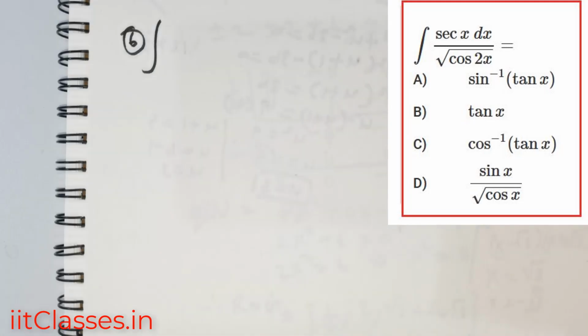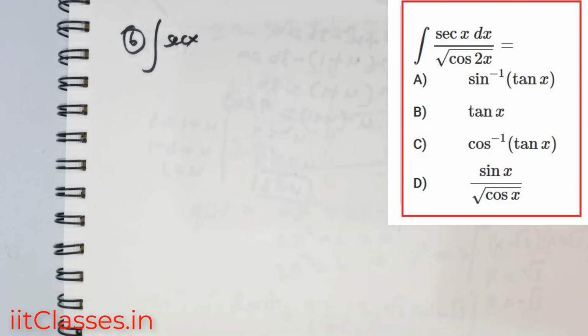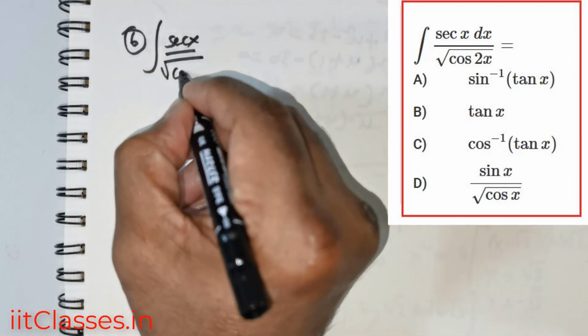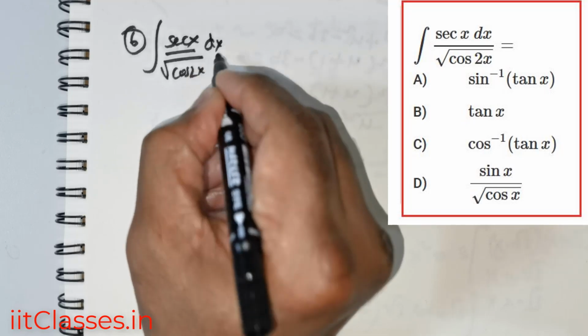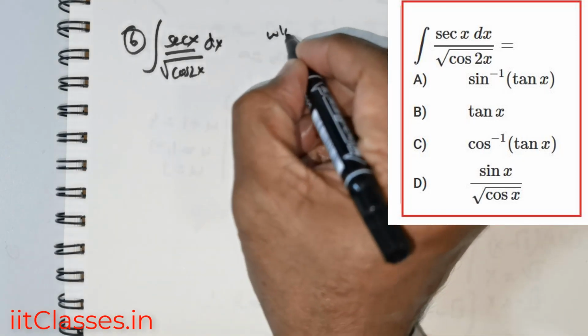Let's do question number 6, students. We've been given the integral of secant x over root of cos 2x times dx, and we have to integrate this. Now what I wish to do is I would like to utilize this formula.